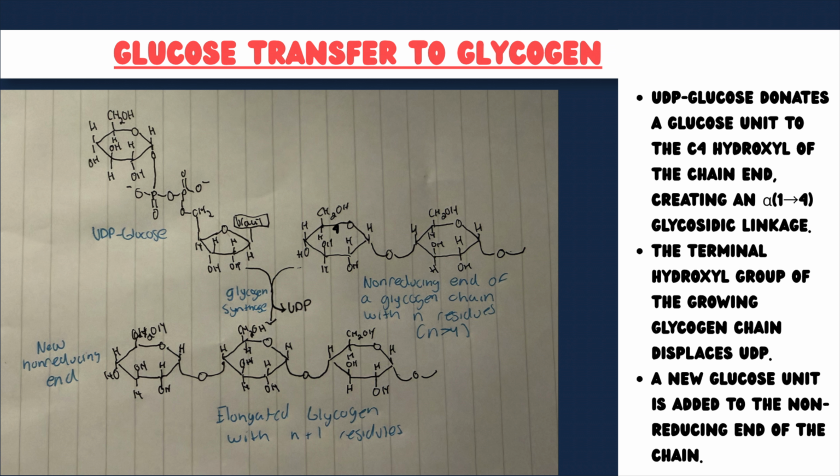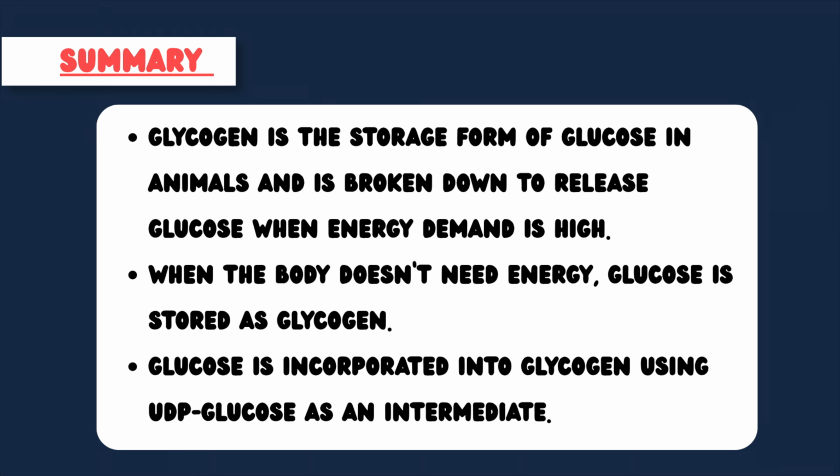because it donates a glucose unit to the C4 hydroxyl of the chain end, creating an alpha-1,4 glycosidic linkage. The terminal hydroxyl group of the growing glycogen chain displaces UDP. And then a new glucose unit is added to the non-reducing end of the chain. And this can all be seen on the left. So I know all I've been talking about is a lot.